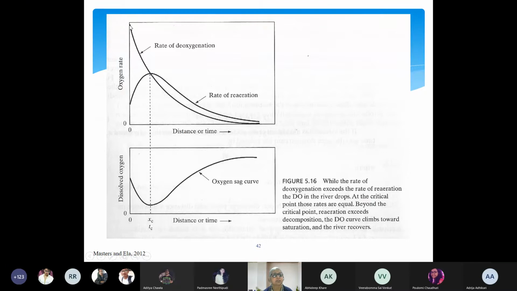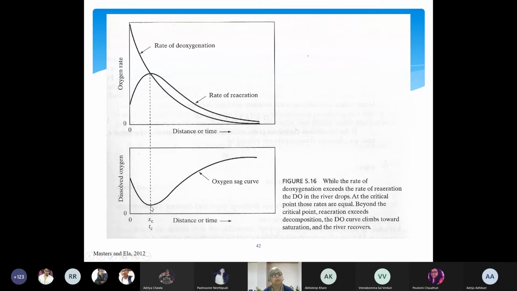So let's take a look at the first phase. In the first phase, rate of deoxygenation is very high. Because there is a deficit, the rate of reaeration is also high. So it will bring the oxygen. So your rate of reaeration is opposite of the deoxygenation. Deoxygenation brings DO down, aeration brings DO up, and the two will determine the DO level. So because in the initial period, organic matter is high, oxygen is being consumed as rapidly as possible. So you get an immediate deficit.